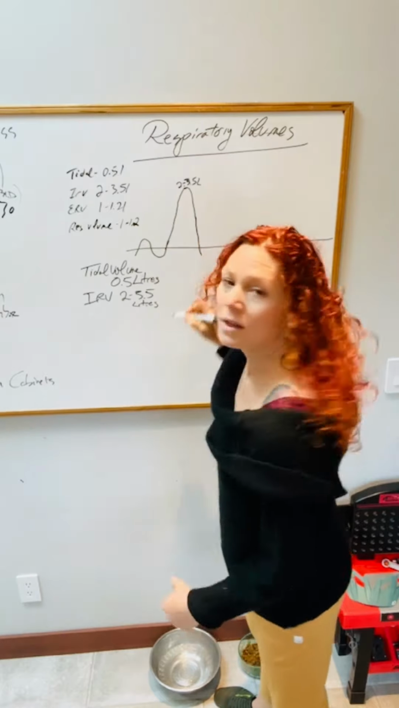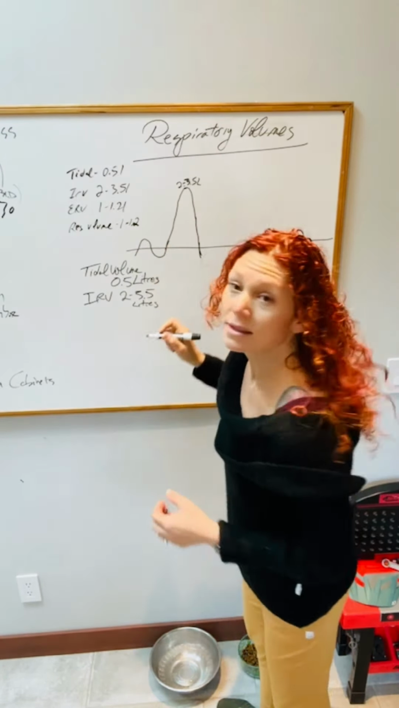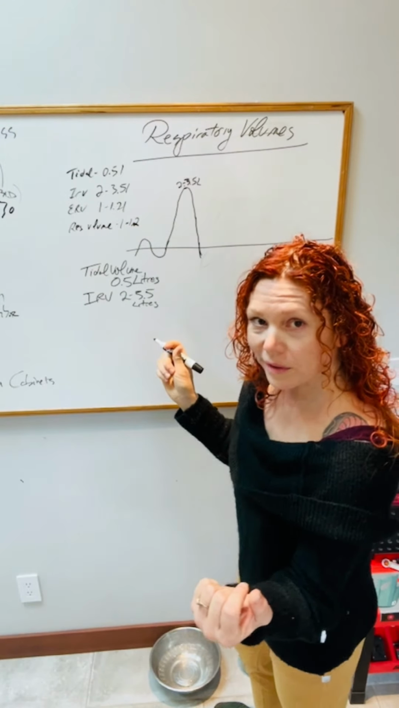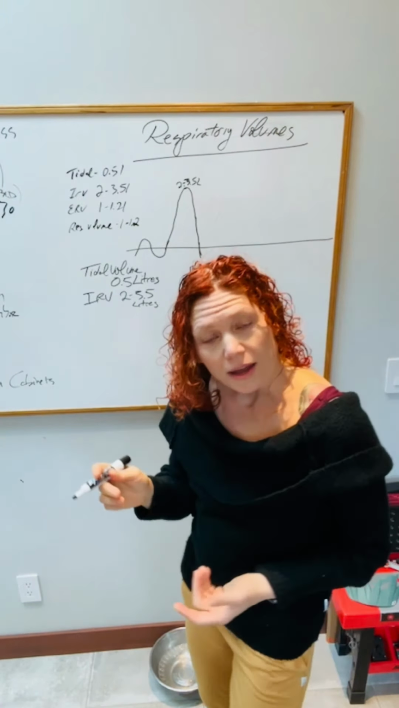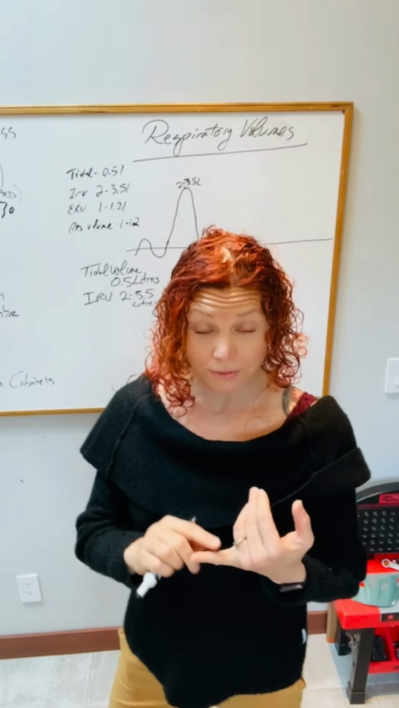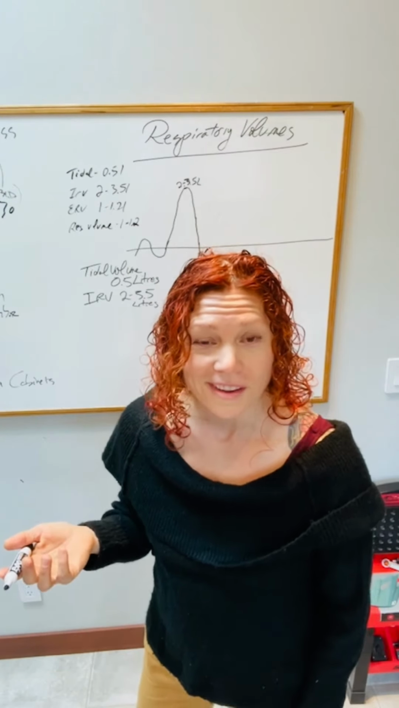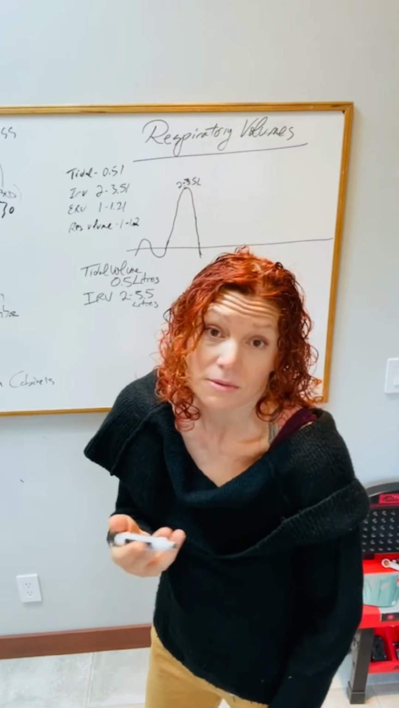Which is between 1 and 1.2 liters depending on your size. So it's less than your capacity to inhale, but it's still really a thing. And when you work on that, that's also where you get better abdominal control, you get better pelvic floor control. You also have more capacity to move the crud out of your system or out of your lungs.